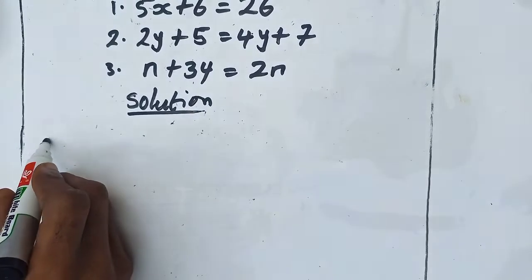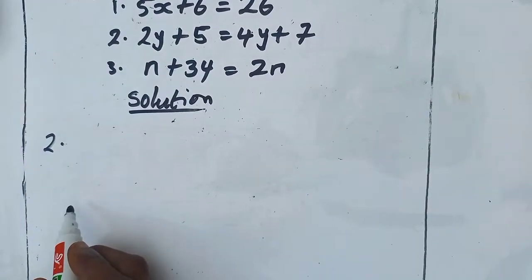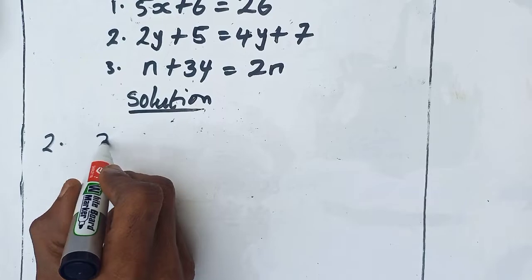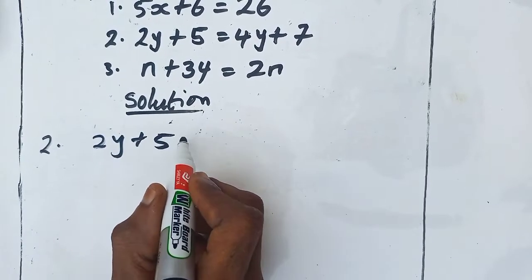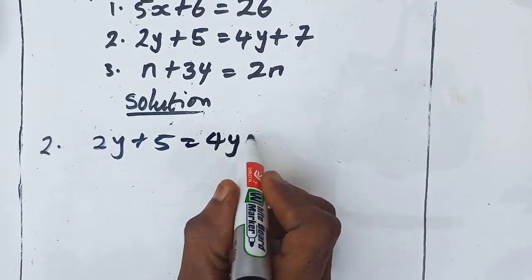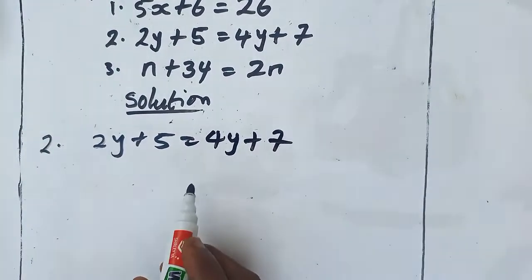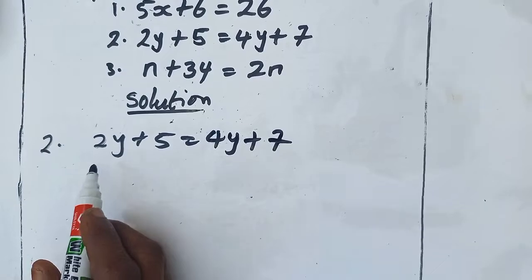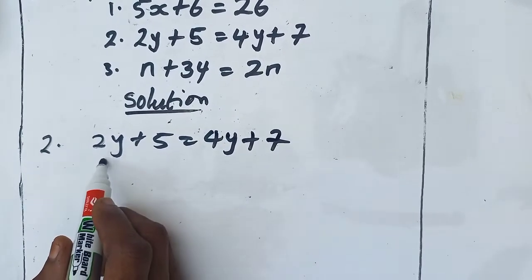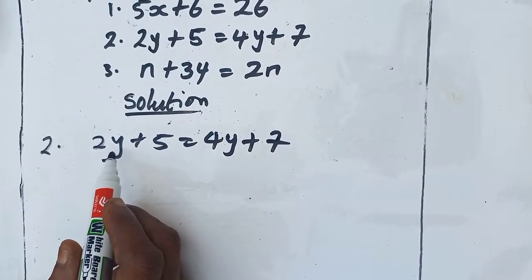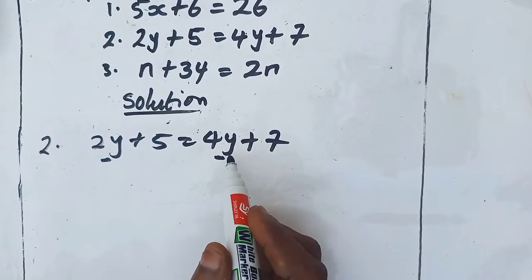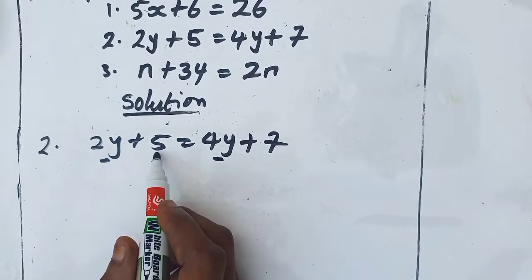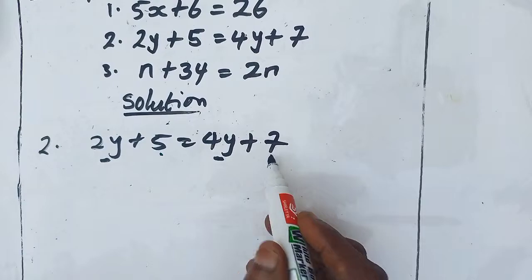Then example 2. Let's check the solution for example 2. Example 2 says 2y plus 5 equals 4y plus 7. So here, what we do now is to collect our like terms. And collecting our like terms, we have known and unknown. So here, we have 2y to be unknown because we don't know the value of y. Then we have 4y to be unknown because we don't know the value of y too. But we have a known number, which is 5, and also we have a known number, which is 7.